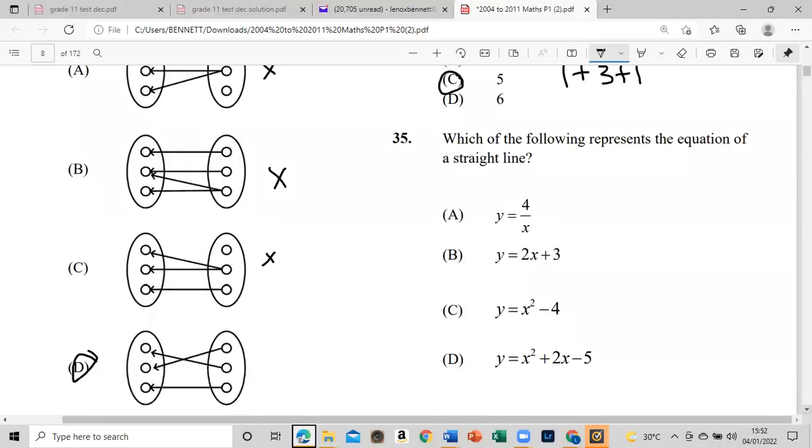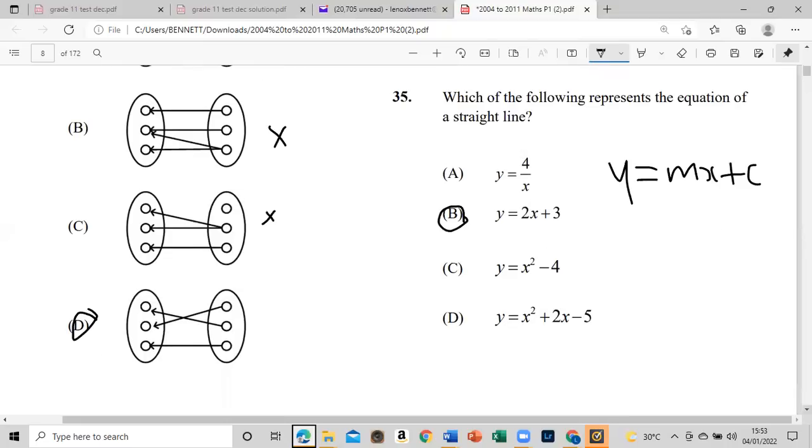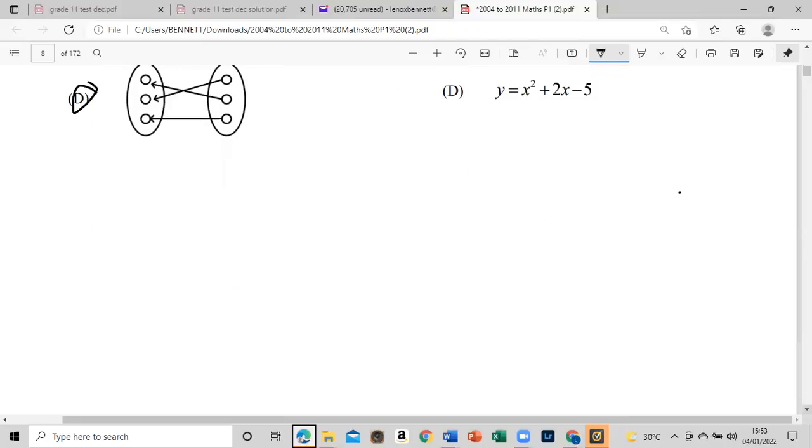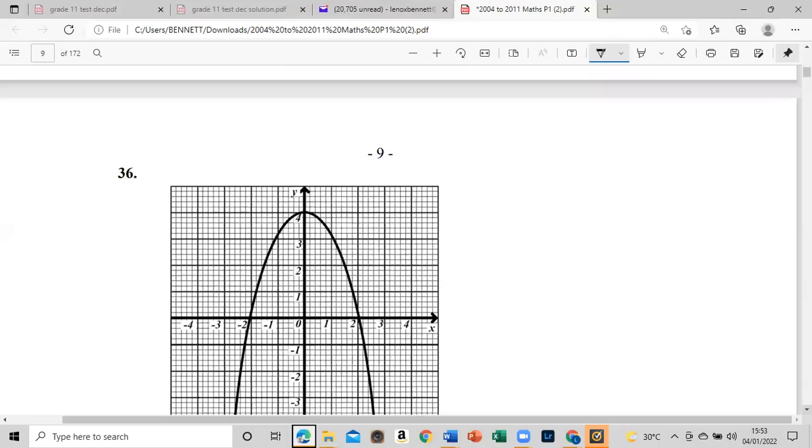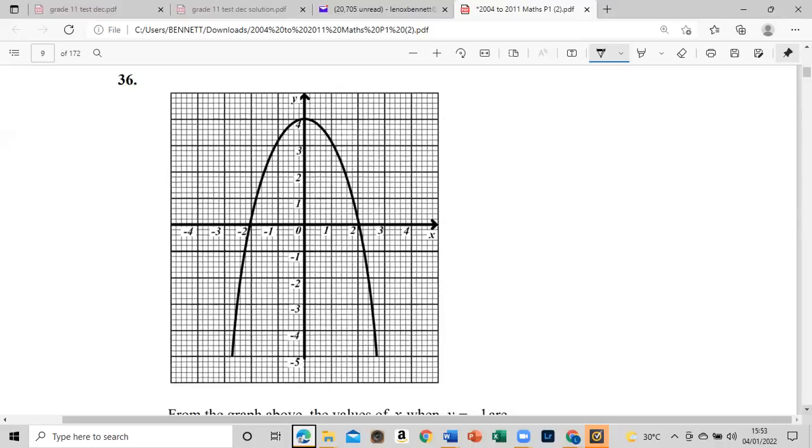Which of the following represents the equation of a straight line? Every straight line is in the form y equals mx plus c. So that is B. Alright, so let's move on from 35. We going on fine, we going on fine, we going on fine. Alright, so 36 now, some graphs.